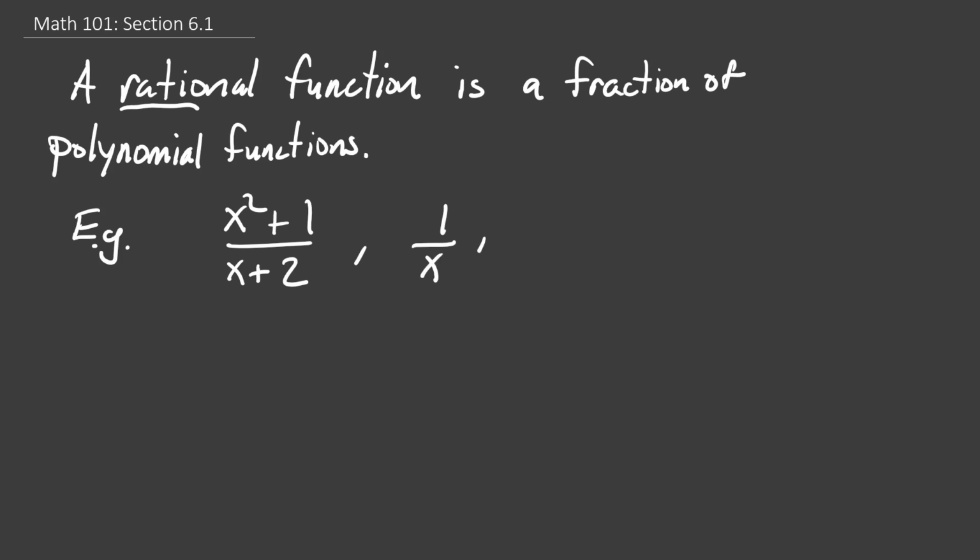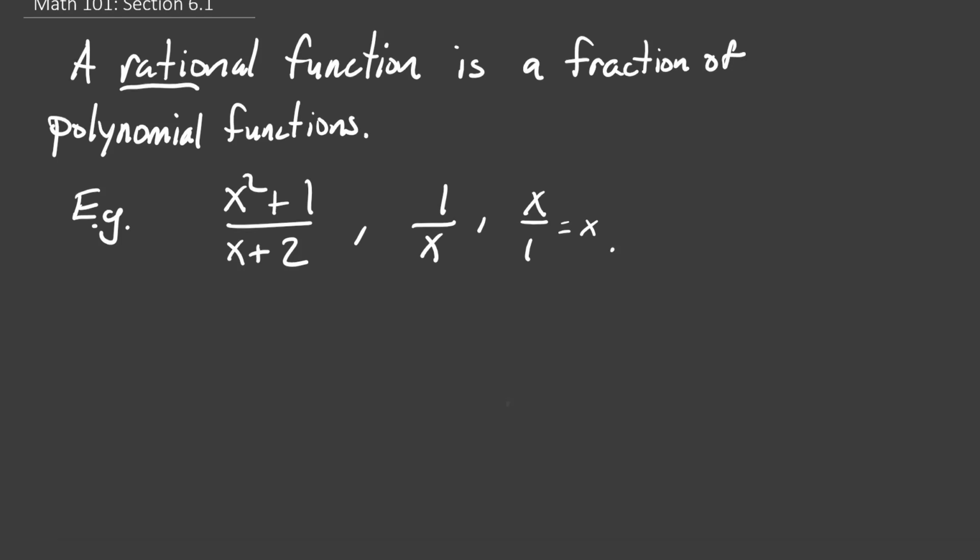That's a rational function. X over 1, I would just write that as x, but that technically is a rational function because you can write it as a fraction of polynomials. So every polynomial would be a rational function, but not every rational function would be a polynomial. It's kind of like every square is a rectangle, but not every rectangle is a square. Okay, so that's kind of what a rational function is.